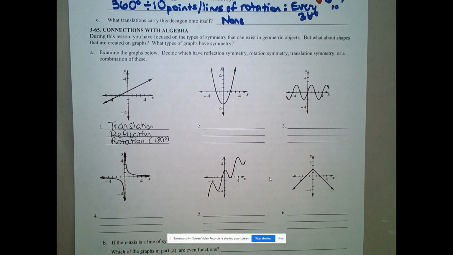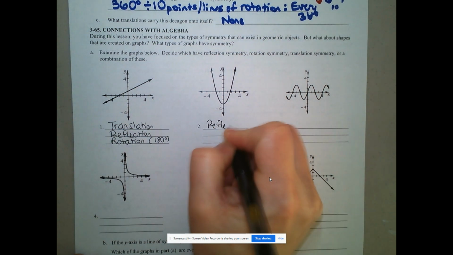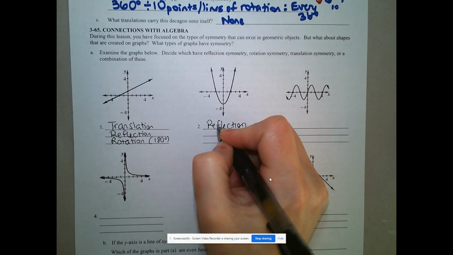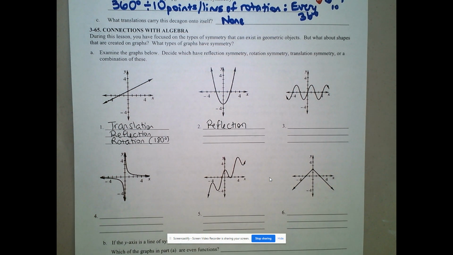Translation, if I slide this up, that minimum is going to go up. It is not going to be on top of itself. If I slide it right, the lines will no longer be on top of themselves, heading up in both directions there. So it is a no to translational, but it's a yes to reflection. And hopefully you can see that the line of reflection would actually be the y-axis, because if I drew a line down the middle of the y-axis, I could fold this thing in half. The left side would fold directly onto the right side.